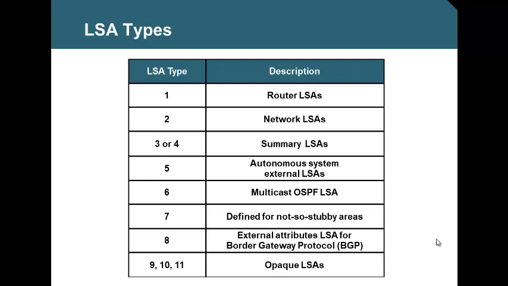Now, these two LSAs are local to the area. I repeat. This is the very important thing we should know about these two LSAs. We already know one difference. What is that? Network LSA will not come from any router other than the DR, which we learned. That is one important difference.